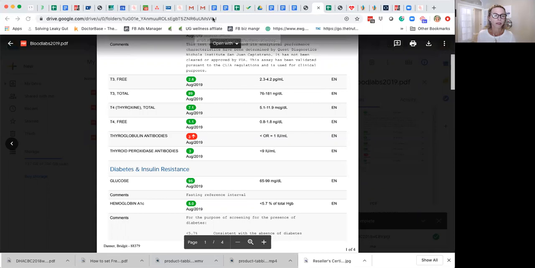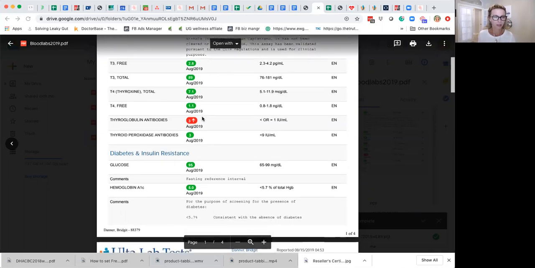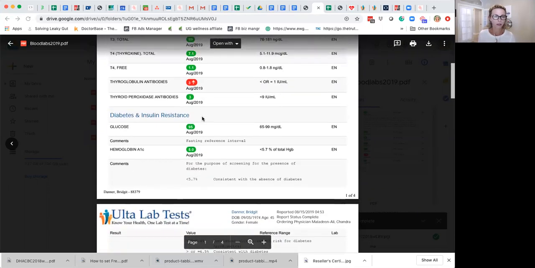So let me go to the next section. The next section is about blood sugar. And this is a section where we actually have added a marker. So we've added fasting insulin just to get a more robust sense of what's going on with your blood sugar.